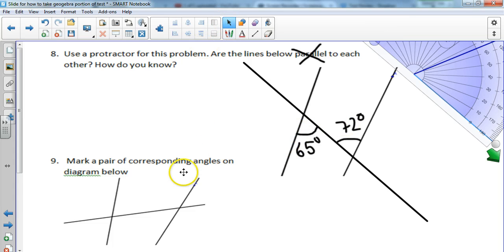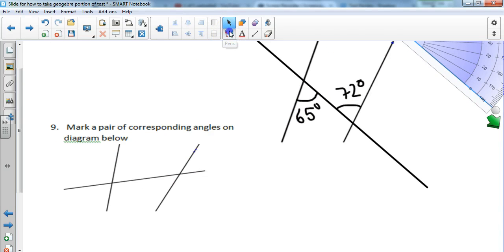Okay, number 9 is just saying mark a pair. So corresponding just means that if I identify any angle formed here, maybe like this one right here, then notice the position of this angle. If this was a transversal, because it cuts through these two lines, it's below the transversal and it's on the right side of the line. So the angle that's below the transversal and on the right side of the other line would be in a corresponding position. So this would be a pair of corresponding angles.